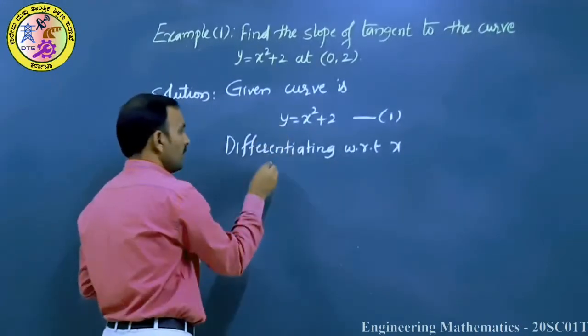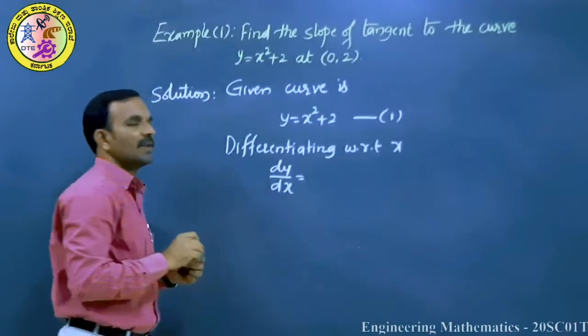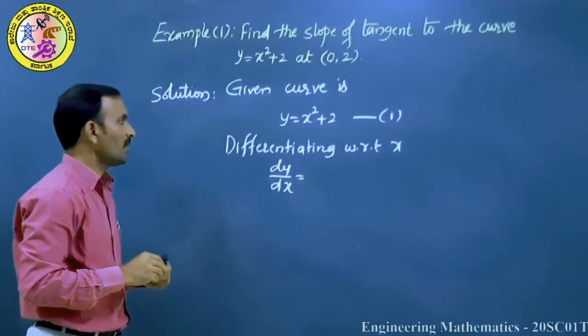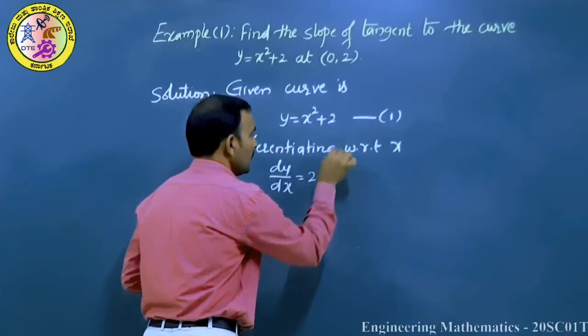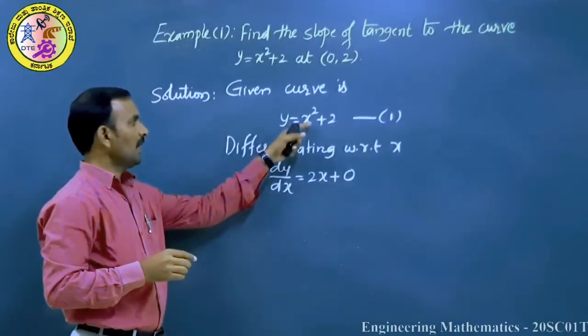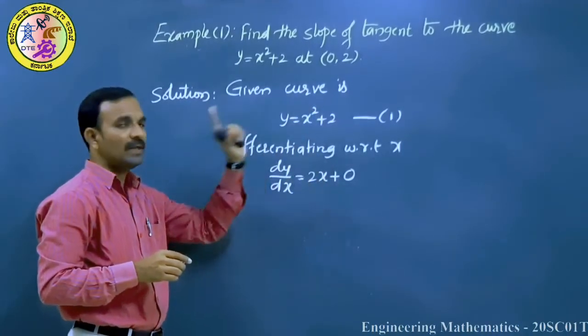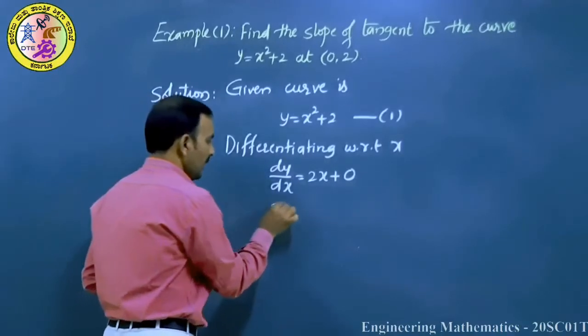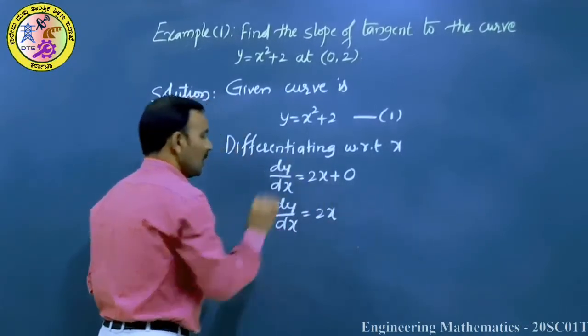Differentiating with respect to x, y differentiation is dy by dx. x square differentiation is 2x, plus 2 differentiation is 0, since the derivative of a constant is 0. For x to the power n, the differentiation is n times x to the power n minus 1, so 2 minus 1 is 1. Therefore dy by dx is equal to 2x.